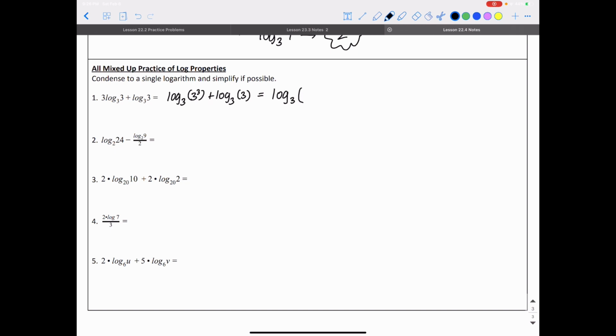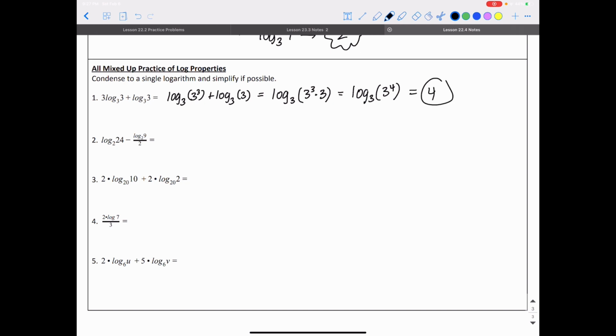So I have 3 cubed times 3 inside of the logarithm of base 3, and that's going to give me log base 3 of 3 to the 4th power. What do I have to raise 3 to get 3 to the 4th power? That's 4, so the answer is 4.